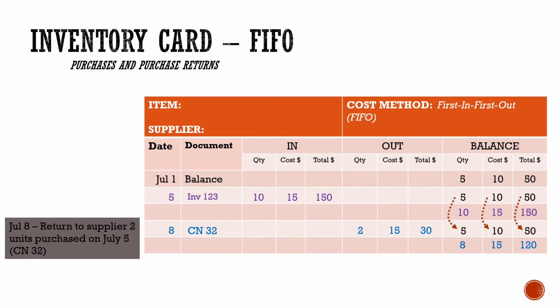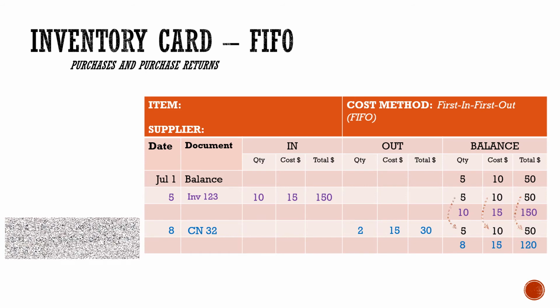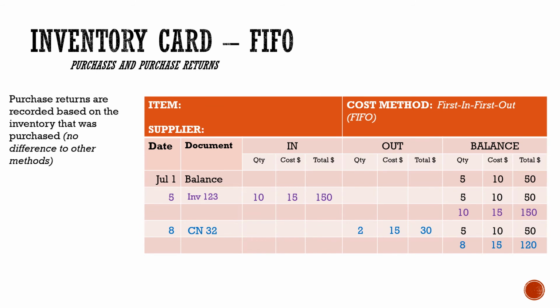Instead, the 2 units that were returned related to the inventory that we've purchased on the 5th of July, which had the cost price of $15 per unit. So here we now have a balance of 8 units at a cost price of $15 per unit. So what we can see here is that the purchase returns are recorded based on the inventory that was purchased. There's no difference in the way we're recording compared to the other methods.